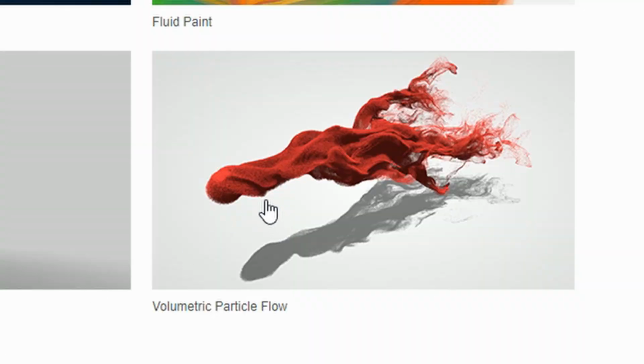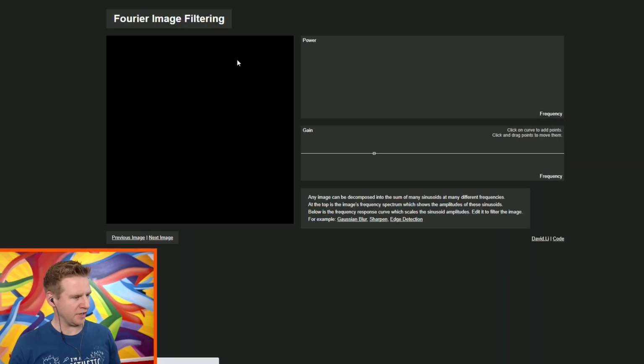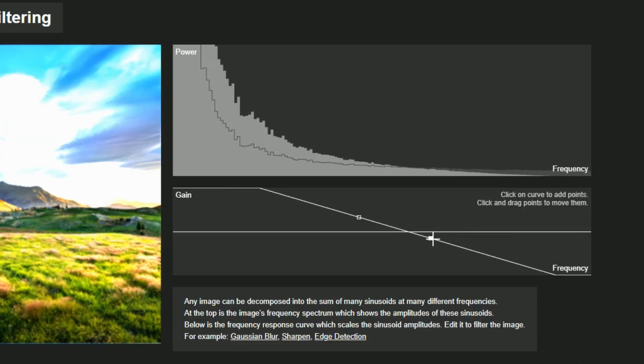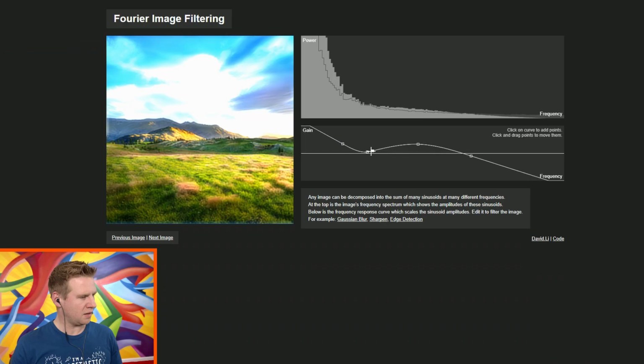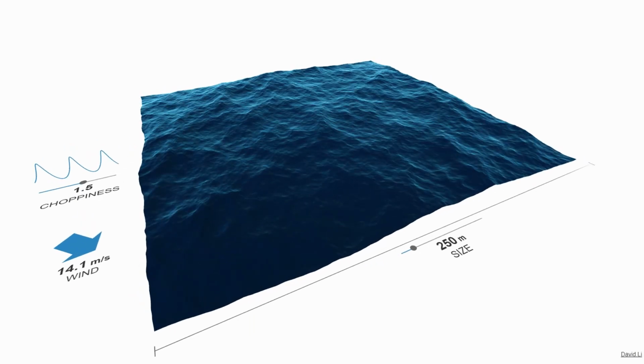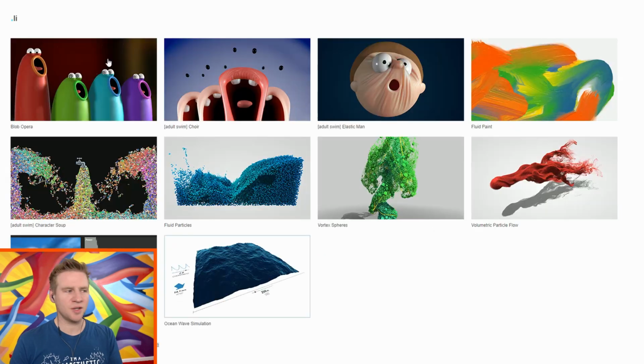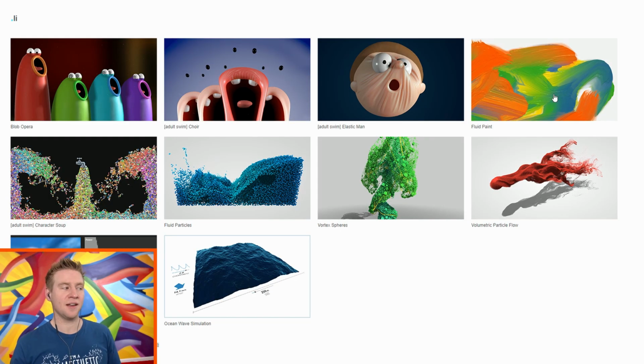Volumetric particle flow. Oh yeah. That's pretty cool. Fourier image filtering. Was this gain? Oh, we can like add different points. Oh, that's kind of funky. Ocean wave simulation. That's pretty straightforward. Cool. It's a particle and physics simulation website, profile of David Lee. Interesting. That's the context. This is a whole bunch of stuff that I haven't seen on this website before.